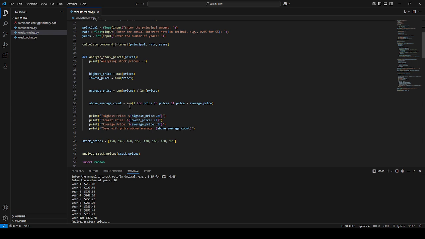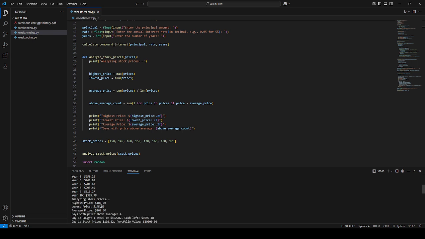And the above average count, we sum this program right here. We'll count how many days the price was above the average price. As you can see, for price in prices, if price is above the average price. And it'll print out our numbers here, or our responses here.